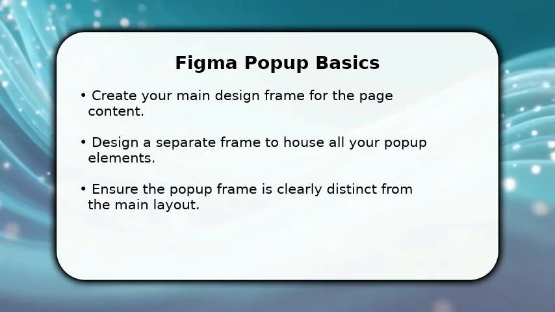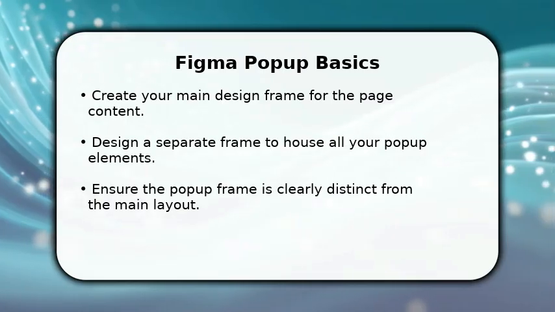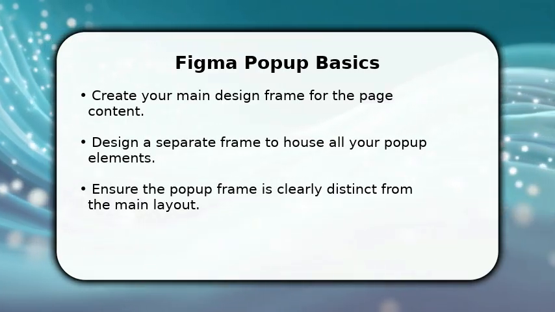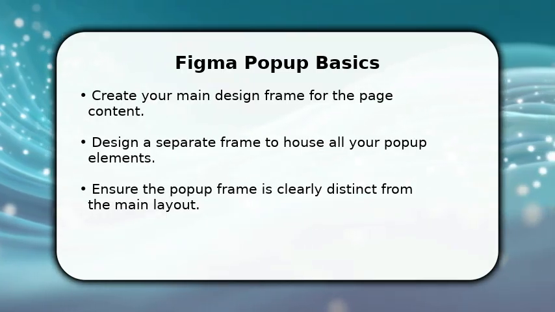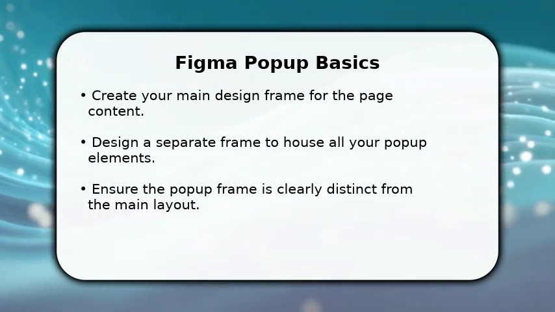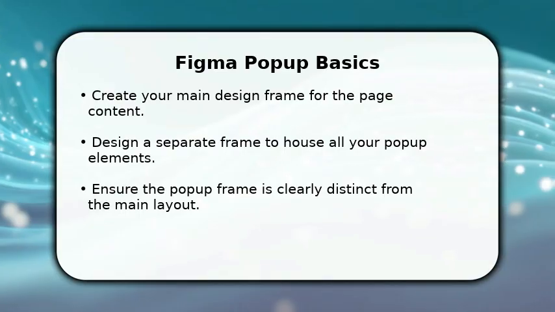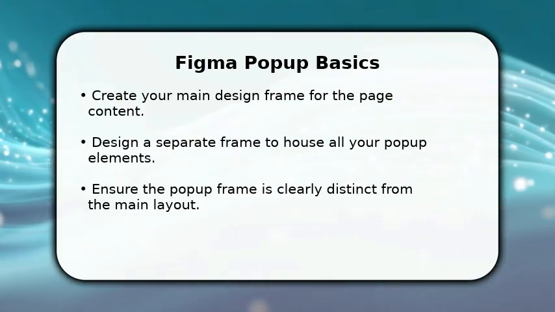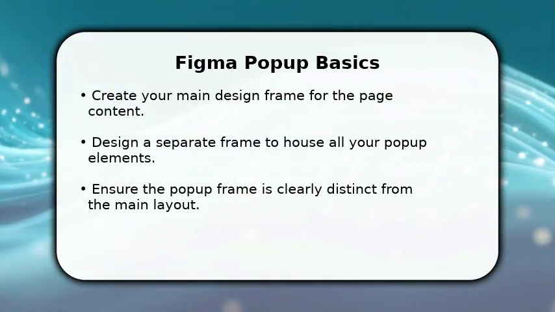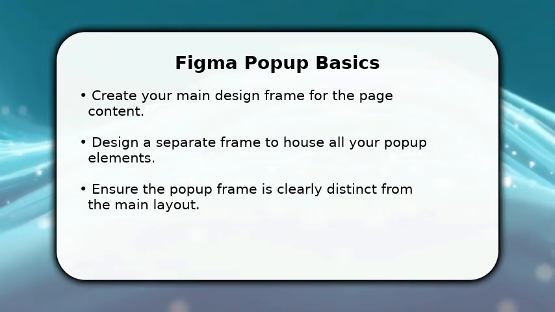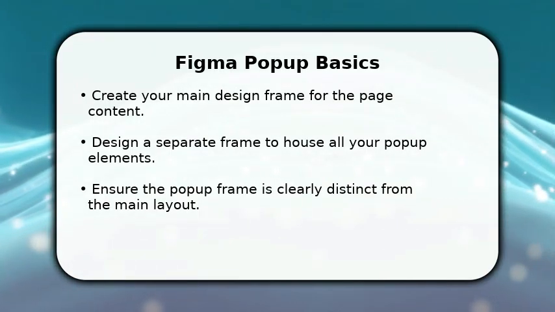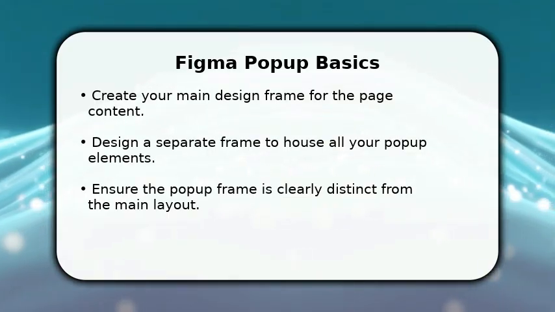In this video, I will explain how to make a pop-up in Figma. First, create your main design frame, which will hold your primary content. Then, design a separate frame specifically for your pop-up. This pop-up frame should contain all the elements you want to appear, like text, images, or buttons. Make sure this pop-up frame is clearly defined and ready to be shown over your main design. This initial setup is crucial for a smooth workflow.